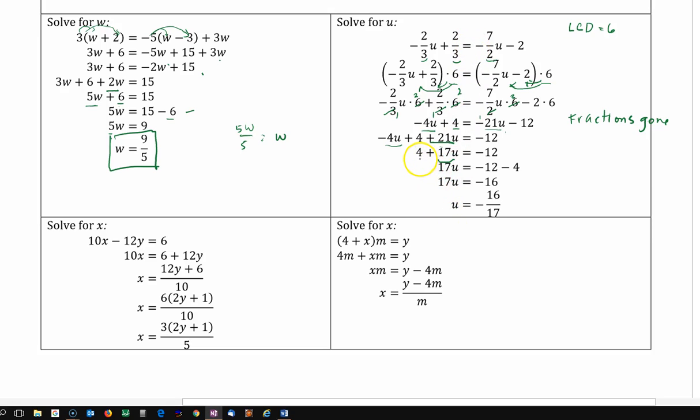The next obstacle is there's a 4 here without a u and a 17u. So this is the unlike term, so we kick it out by subtracting it. Once we subtract 4 from both sides, this becomes a 0 here on the left hand side and a minus 4 on the right hand side. So we combine like terms. Minus 12 minus 4 is minus 16.